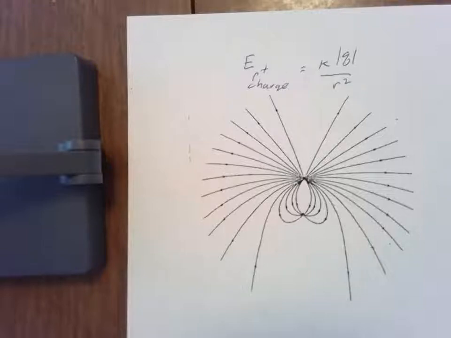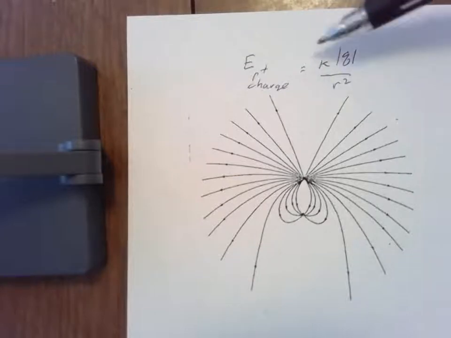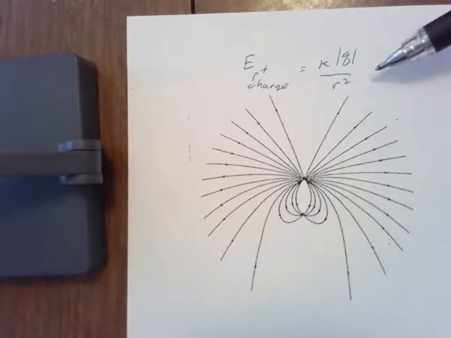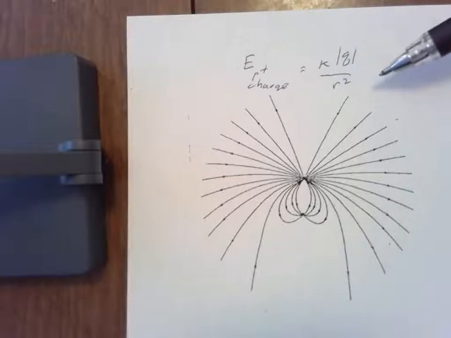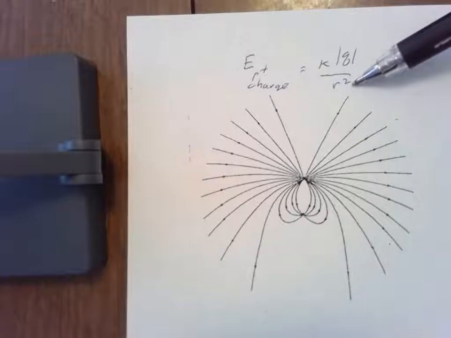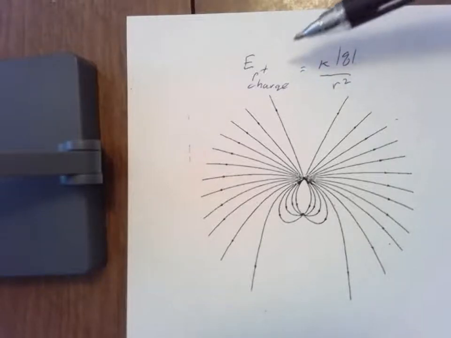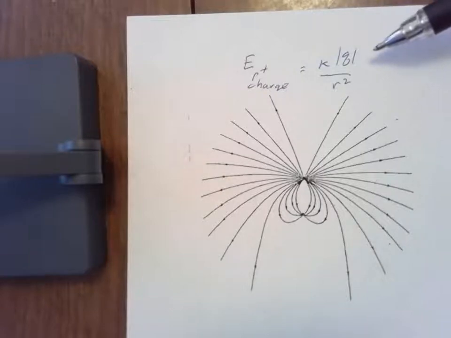Let's do a couple of examples involving the electric field made by point charges. And we remember that when we have a point charge, the electric field magnitude is given by this formula, which is related to Coulomb's law. And it shows that there is an inverse square relationship between the distance that you are from a point charge and the magnitude of the electric field made by that point charge.